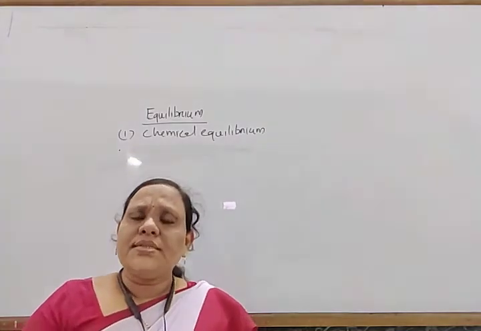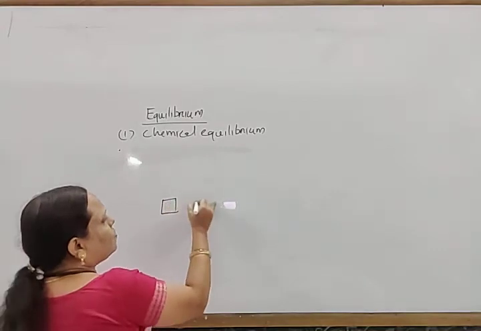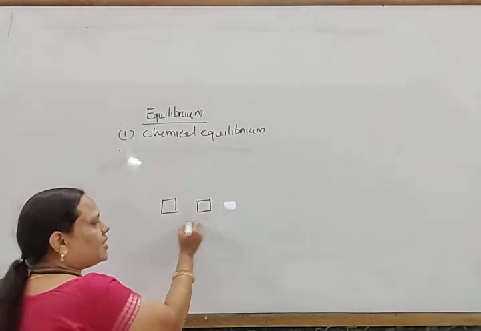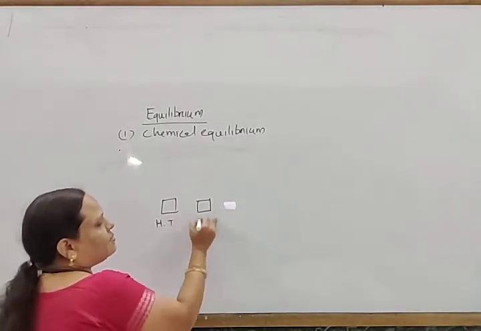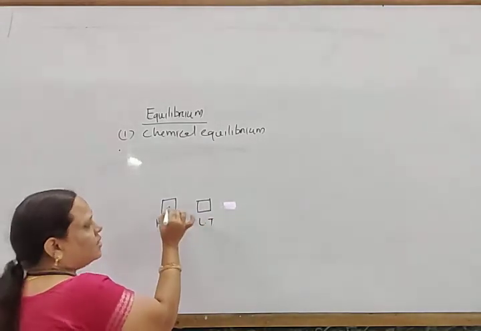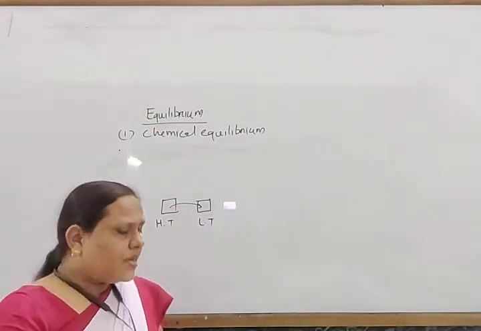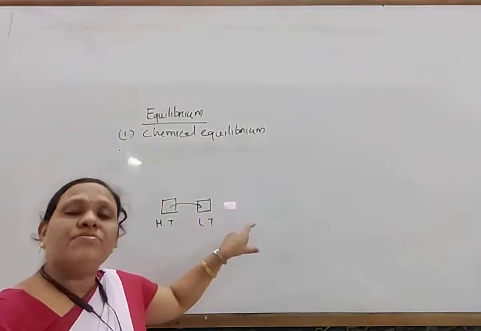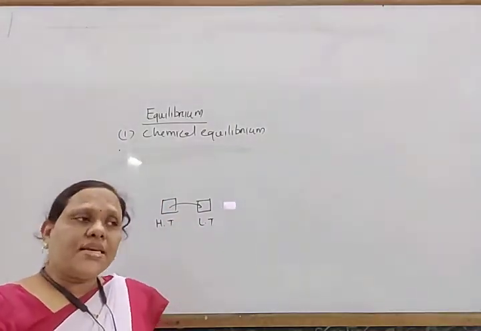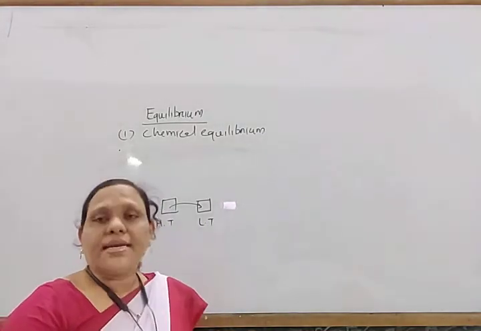Take thermal equilibrium: whenever there is a hot body and a cold body, one is at high temperature and the other at low temperature. If these two come in contact with each other, heat transfers from the hot body to the cold body, so that the temperatures of both become equal. That represents thermal equilibrium. Similarly, when the net force is zero, that is known as mechanical equilibrium.